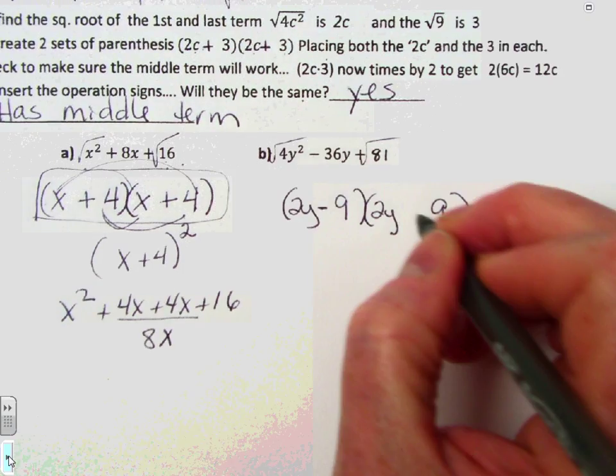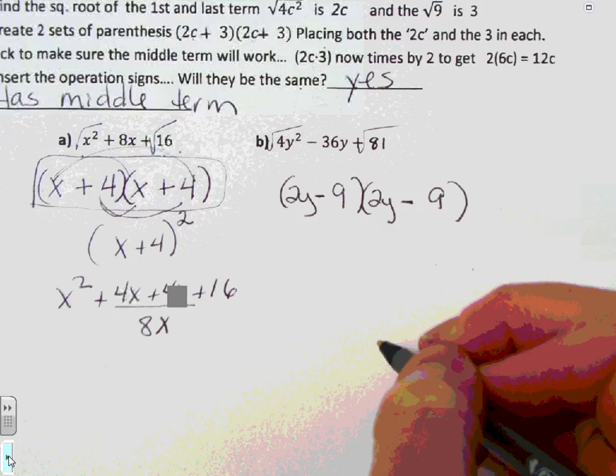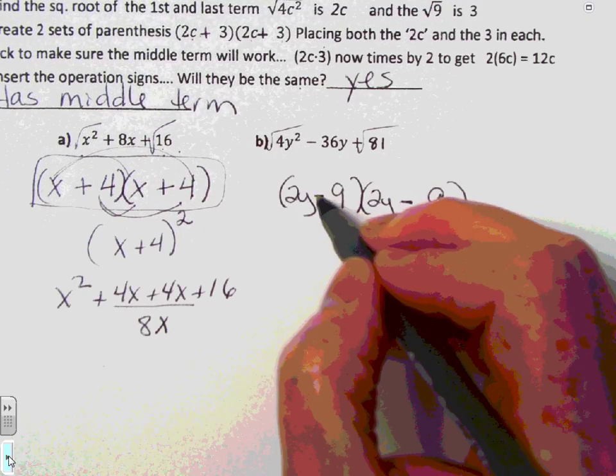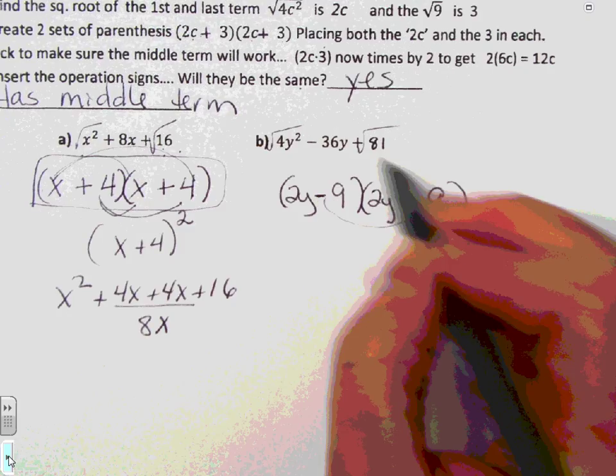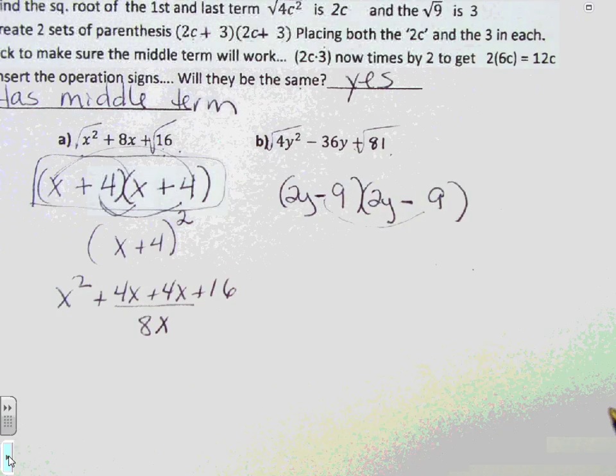Even if you have a positive, it'll still be a negative. What do you mean? Oh, yes, because a negative 9 times a negative 9 would create a positive 81. Okay? Yeah, all right? You see it now?